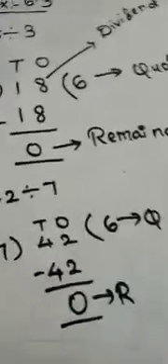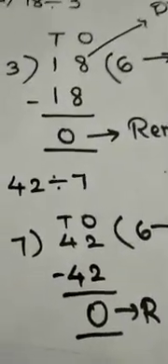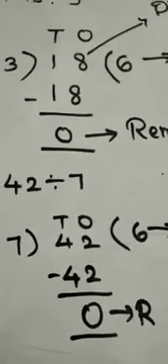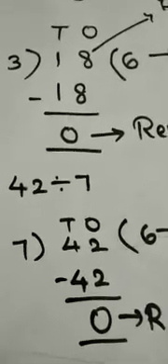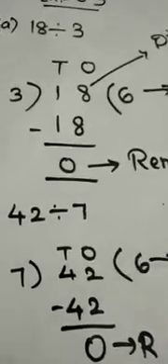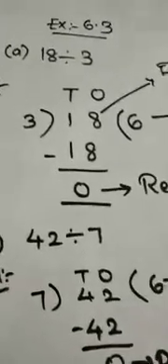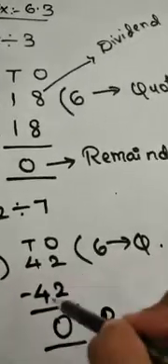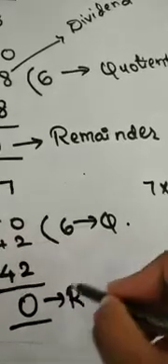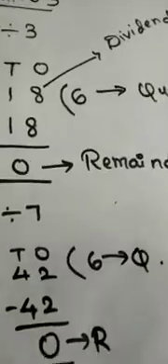Okay, so this is long division method. In order to solve this, you have to know the multiplication table. Okay, so 7 6 are 42. If you don't know the table, you cannot solve this. So learn the table perfectly. 42 minus 42, 0. So this 0 is remainder and this 6 is quotient. Okay, this is the second bit.